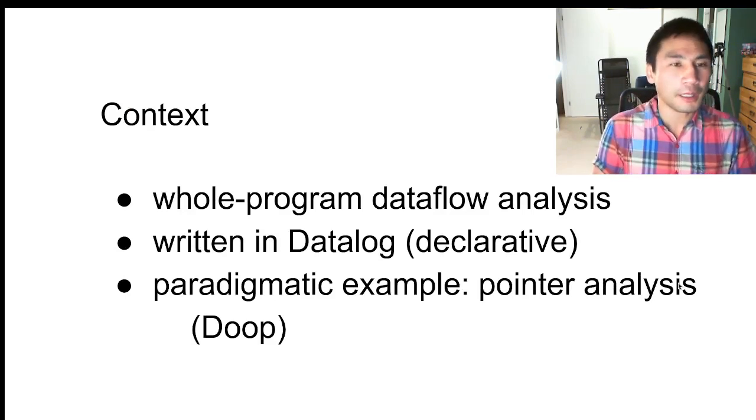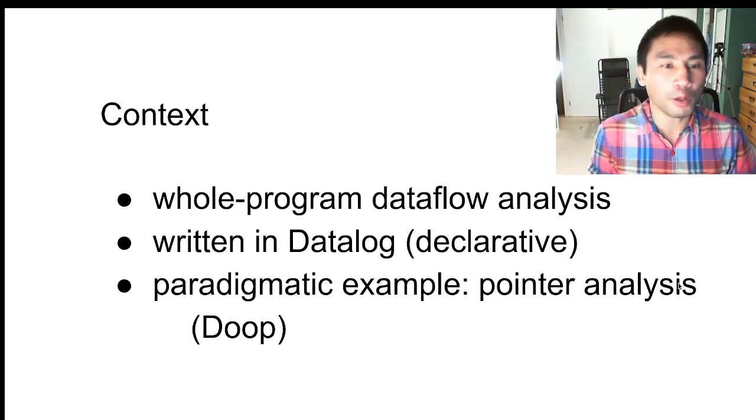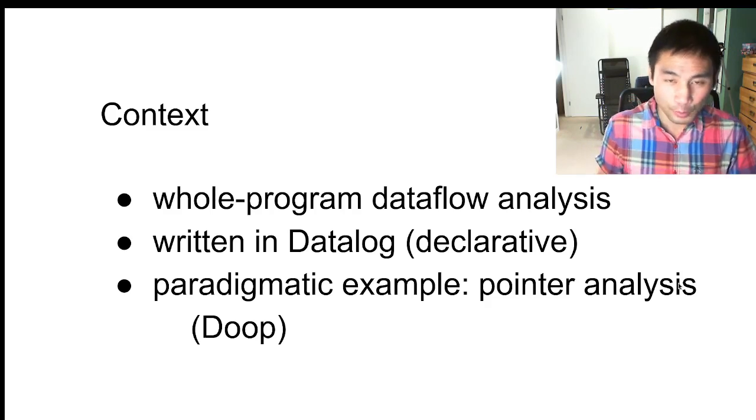So the context here is we are wondering about whole program data flow analyses. These are slow. They take at least tens of seconds for Java programs because there are no small Java programs. We are talking about the context where these analyses are written in the declarative language Datalog, which I showed you on the previous slide. And the paradigmatic example of an analysis that's written in Datalog is pointer analysis. And so Yannis Smaragdakis and his team in Athens have done a lot of work doing good pointer analysis in Doop.